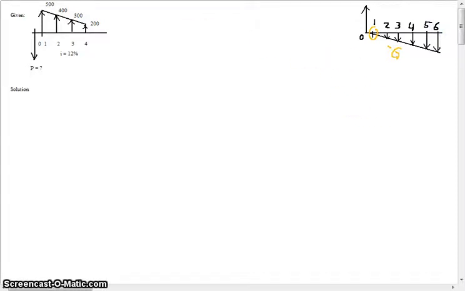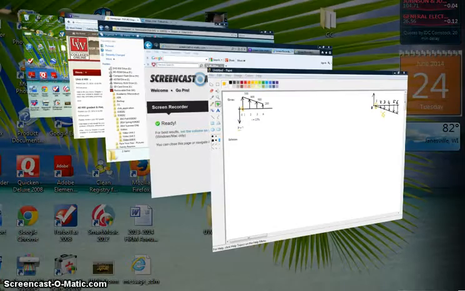If we look on the one here, the problem that we're given, we're trying to find P, and we don't know what P is, but we see in year 1 this value is not equal to 0. So how do we get this gradient, which is negative, to equal 0?